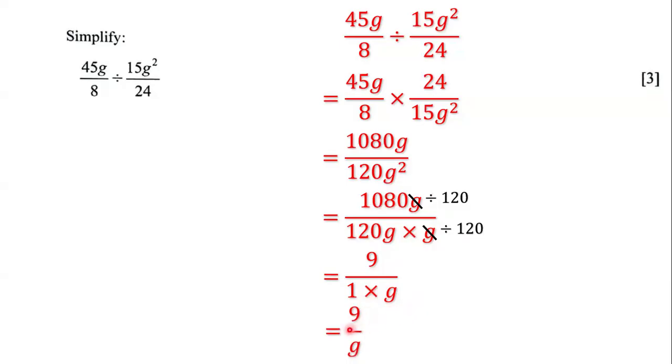So 9 divided by g. And that's our answer. That's our answer in simplest form.